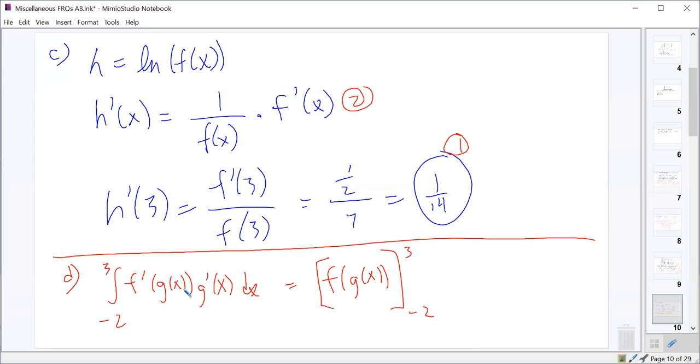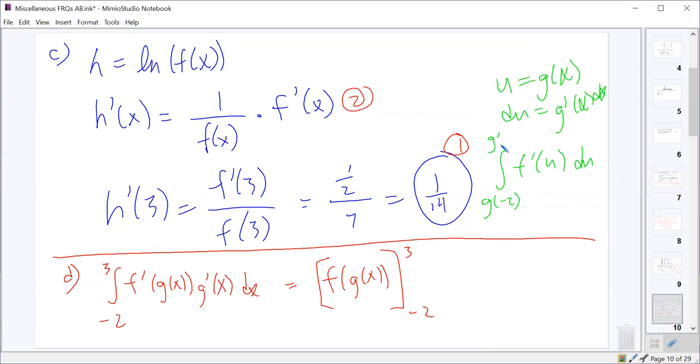But we would note that we'd have to do a u substitution here. We'd let u equal g of x, and then du would be g prime of x dx. So then this could become an integral of f prime of u du, and you'd have to find the limits, g of negative 2 to g of 3. And then it would just become f of u from g of negative 2 to g of 3. But either way works.